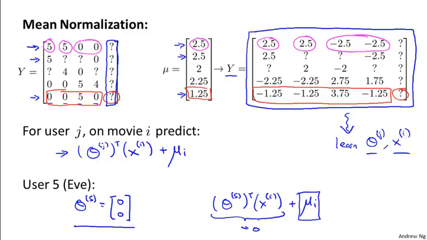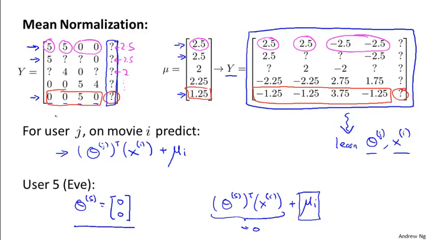And this actually makes sense. It means that on movie 1, we're going to predict Eve rates it 2.5. On movie 2, we're going to predict Eve rates it 2.5. On movie 3, we're going to predict Eve rates it 2, and so on. And this actually makes sense because if Eve hasn't rated any movies, we just don't know anything about this new user Eve, so what we're going to do is just predict for each of the movies whatever the average rating that those movies got.